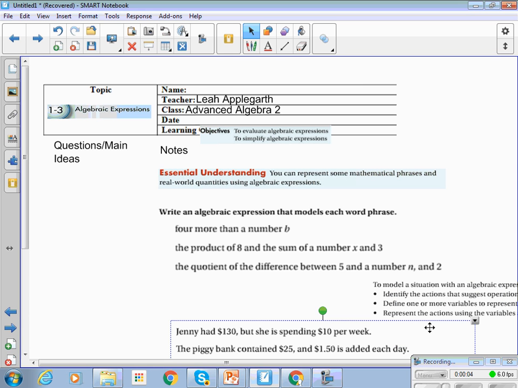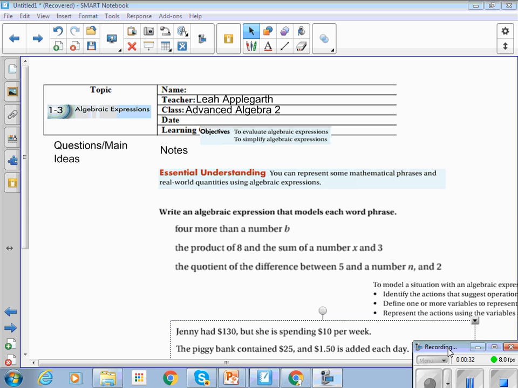All right, so today's topic is 1-3 algebraic expressions. Make sure at the top of your page goes your name. You include me as your teacher. The class is Advanced Algebra 2, today's date. And our learning objectives for today are to evaluate algebraic expressions and to simplify algebraic expressions. It's just one simple step closer to solving equations, which is coming up in your future.